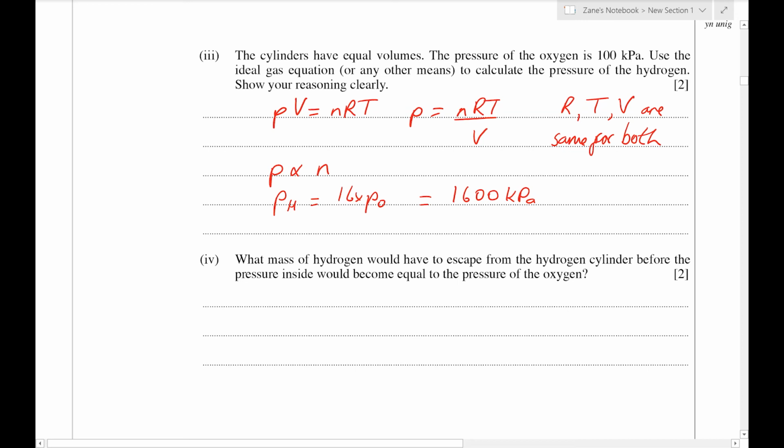Next, the last part of the question: what mass of hydrogen would have to escape from the hydrogen cylinder before the pressure would become equal to the pressure of the oxygen? Well, again, using that fact that pressure is proportional to the number of moles, to have the same pressure as the oxygen, we need the same number of moles. So we've got 160 moles, we need 10 moles, so we must lose 150 moles. And the mass of 1 mole of hydrogen again was 2 grams. So the mass is going to be 150 times 2 times 10 to the minus 3, which is 0.3 kilograms.